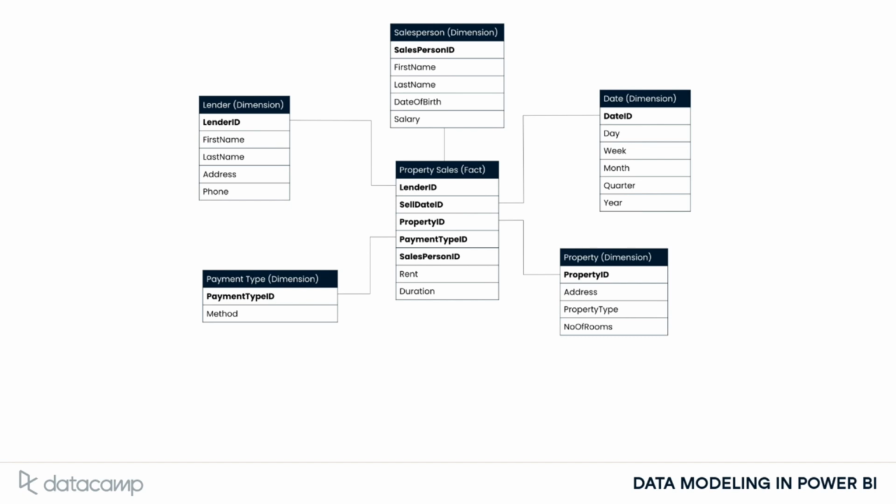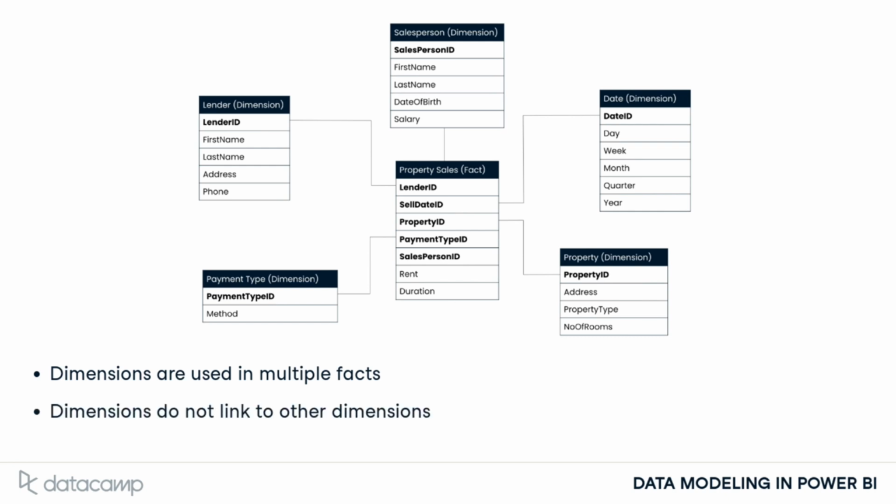Here's that same star schema from before. In the Kimball model, dimensions are often used in multiple facts. These dimensions surrounding property sales could provide context to a different fact table as well. In a star schema, dimensions do not link to other dimensions.